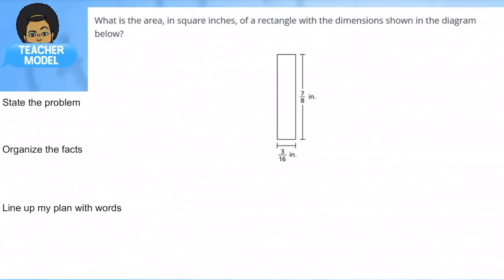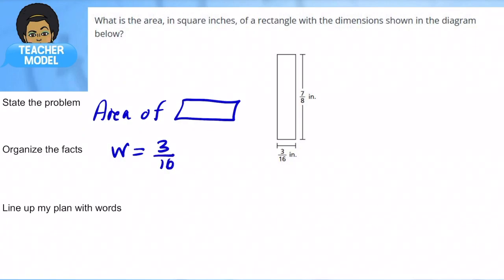What is the area in square inches of a rectangle with the dimensions shown in the diagram below? So what are they asking us for? They're asking us for area of the rectangle. That's what they want. What facts do we have? We have our width is 3/16 inches and our length is 7/8 inches. So what's my plan? Well, area equals length times width. I'm going to multiply my length and my width together. That is our plan for today. So hit pause, jot this down.